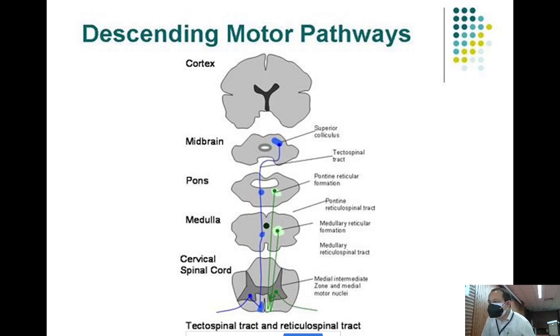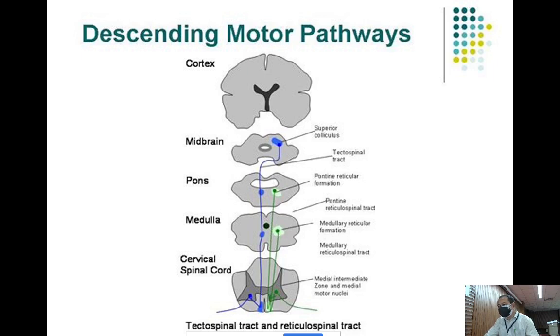And another one is called the medullary reticulospinal tract, taking origin from the reticular formation, which is present in the core of the brainstem, that means in the core of the medulla. And of course the pons as well, because the reticular formation extends from the pons to the medulla. So here again you find that another portion takes origin from the medulla.